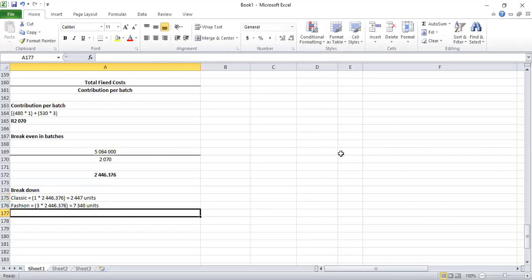Any questions? Yes, if you are not given the contribution per unit, that means you would have started by calculating the contribution per unit, whereby you start with the selling price minus all your variable costs, whether related to production or the commission.